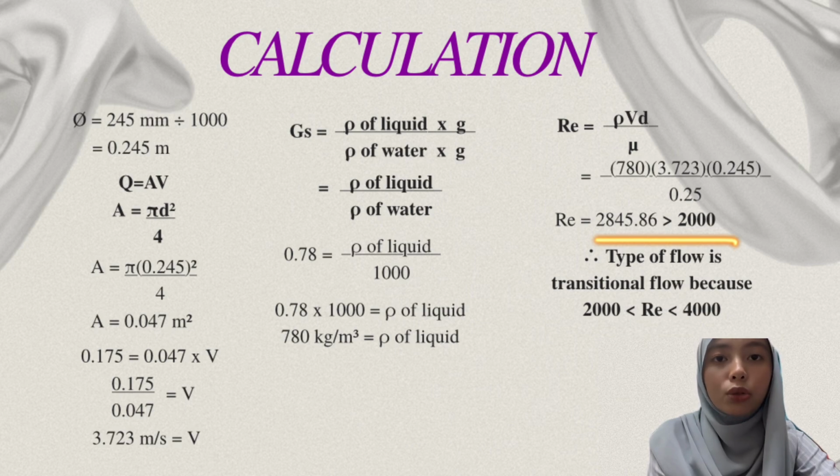Re is more than 2000, so we can conclude that the type of flow is transitional flow, because Re is more than 2000 and less than 4000.